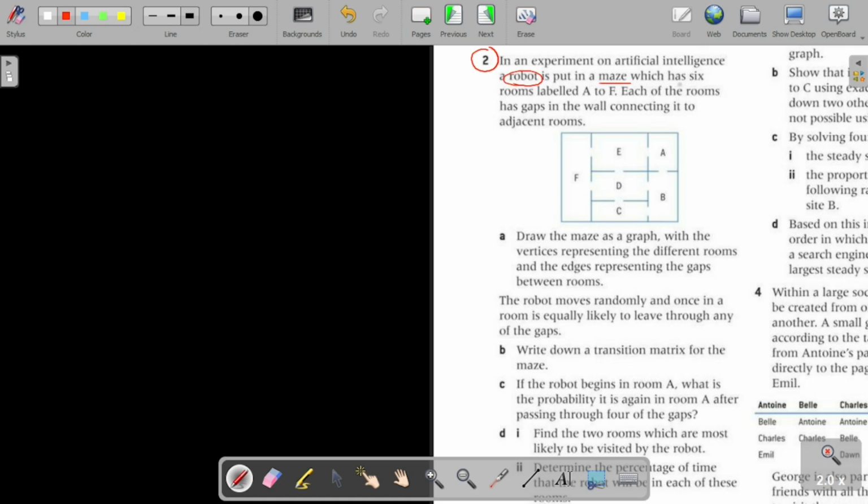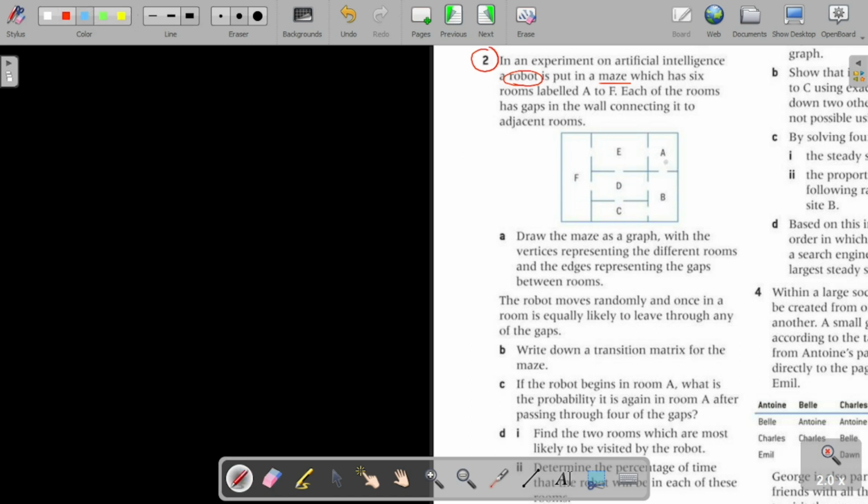in a maze which has 6 rooms labeled A to F. So there is a robot which is based on artificial intelligence, and it is put in a maze which has 6 rooms labeled A to F, as you can see here: A, B, C, D, E and F. Each of the rooms has gaps in the wall connecting it to the adjacent rooms. So each room has some gap which connects to an adjacent room.